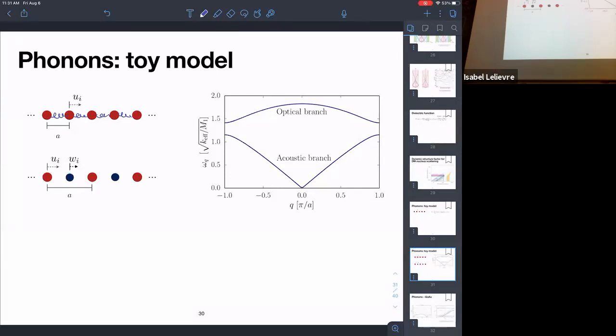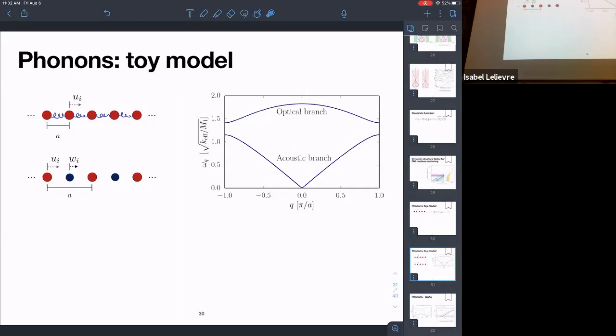In this first cartoon, if you just have one type of atom and they have this spacing A, then if you look at the normal modes of this 1D chain, you'll get these acoustic phonons. So they have a linear dispersion, at least at long wavelengths, for reasons we talked about last time. And they'll saturate at some energy for maximum momentum, which is pi over A.